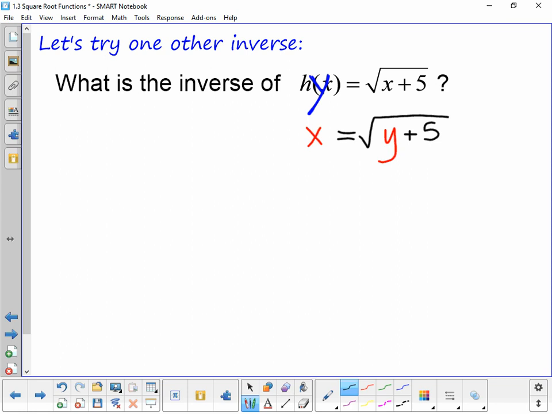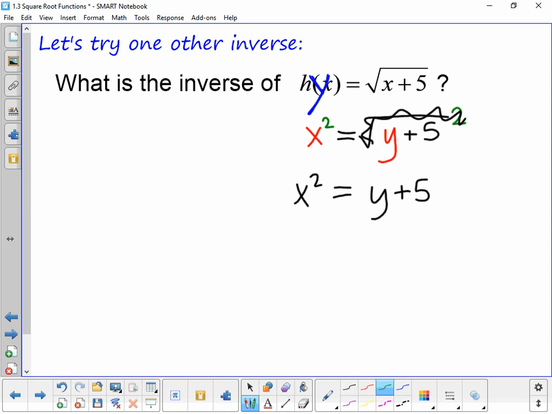And now to get that inverse into standard form, we'll just solve for y. In this case, we have a square root that is on that left-hand side. So we need to square both sides of our equation. So on the left, we have x squared, and then on the right, the squaring and the square root cancel each other out. They undo each other, and so we just have y plus 5.